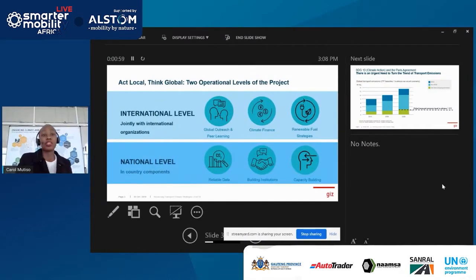So the project is implemented in two levels. There's the international level where we are reaching out on the global level on peer learning on climate finance and renewable fuel strategies, such as the pursuing of hydrogen. And on national level, we have the reliable data aspect, building institutions and capacity building, because our aim is to support on emission quantification and assessment.